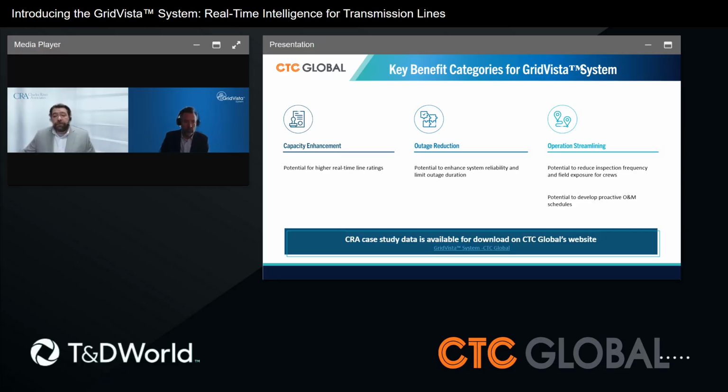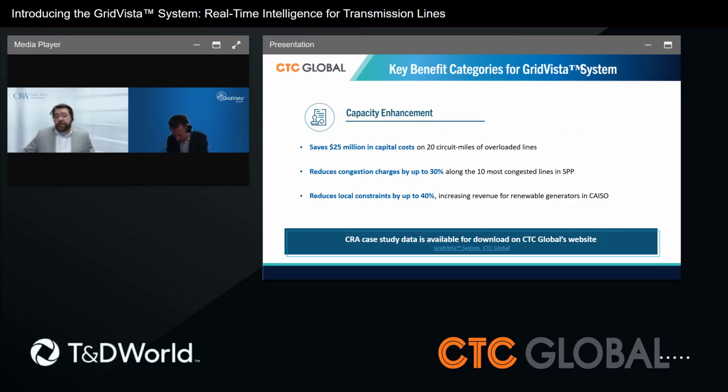Operation streamlining, there's a potential to reduce inspection frequency and field exposure for crews, and a potential to develop proactive O&M schedules. After identifying the key benefits, the CRA team analyzed the data from those various regions, markets, ISOs, RTOs, and utilities to really try and identify potential return on investment and the impact for the utilities when they use the GridVista system. So now we'll take a look at some of those key findings. We'll start off with the capacity enhancement.